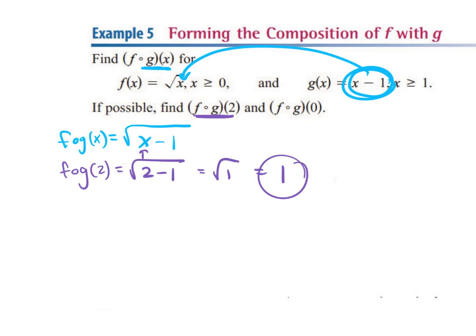Next, it asks us for f of g of 0. If we plugged in 0 here, we have 0 minus 1, which is the square root of negative 1. We can't have imaginary numbers here. So we know that the square root of negative 1 is imaginary. So this is not possible. It's kind of why that question says, if possible. So this one we wouldn't say no solution. It's just not part of our domain, which we'll talk about on Monday when we go over domain.